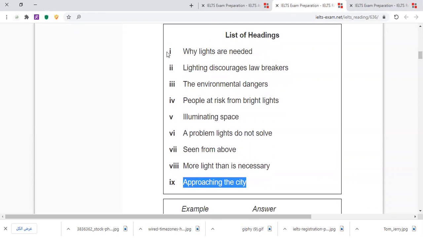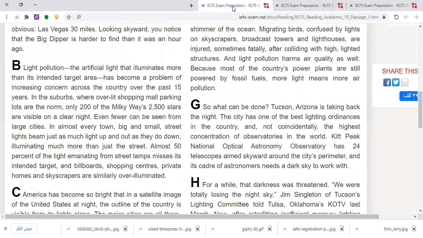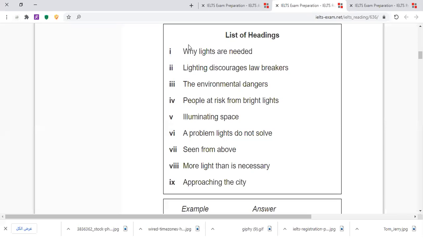So we have from the beginning until here. Which one of them do you think is about paragraph B? Why lights are needed? Did we talk here about why lights are needed? Why we need light in our life? Did he talk about this here? No. Okay, I'm going to skip. This one is not with us.